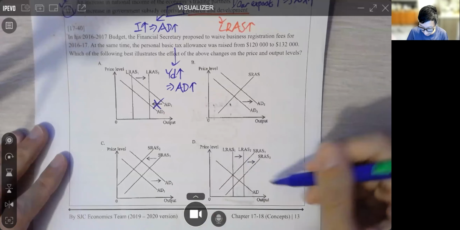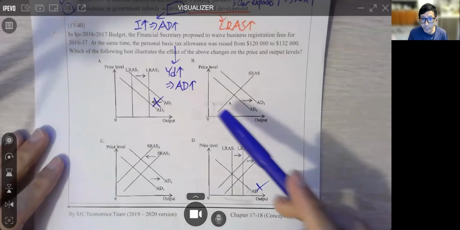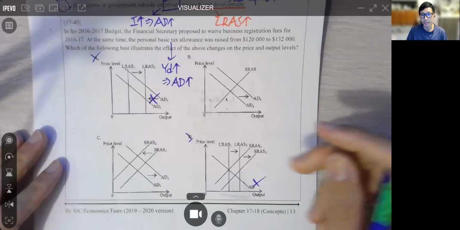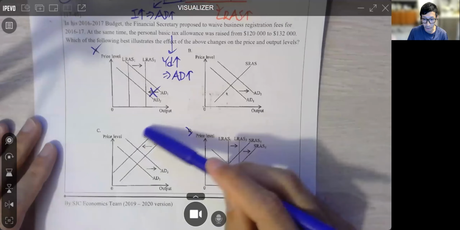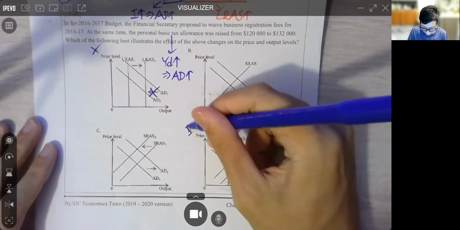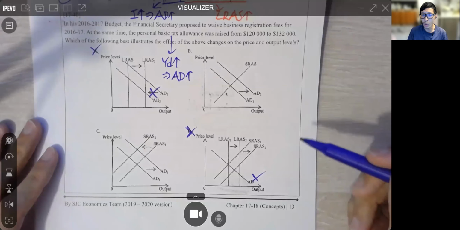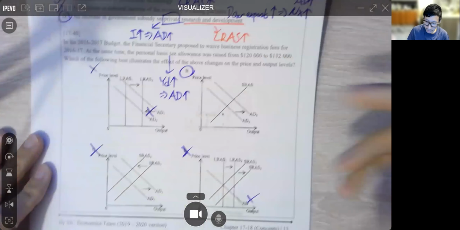AD 睇先，this one AD has not changed, also not correct. The only possible answers left out B and C. Okay, 好啦，嗱，let's look at C. C 话咩啊？C says SRAS would decrease. 点解无啦啦会跌啊？冇啊，there is no increase in cost. Therefore, C is not the answer. So B is the answer.